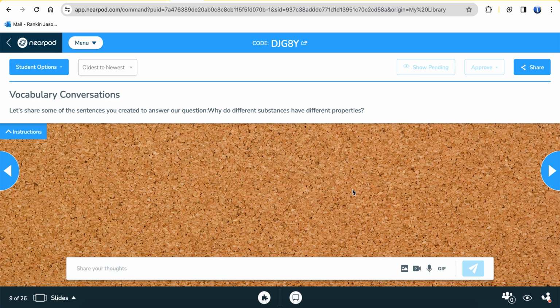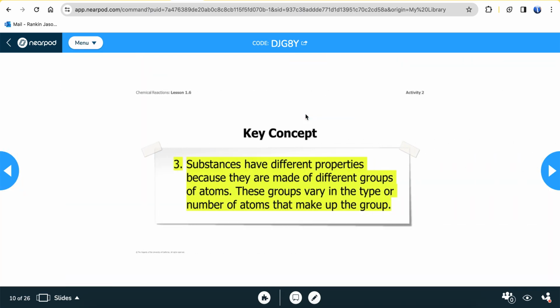All right, let's share some sentences you create. I'm hoping that you definitely paused it and tried to create some of your own sentences. All right, let's get this down, please. Key concept number 3 in your notebook says: substances have different properties because they are made of different groups of atoms. These groups vary in the type or number of atoms that make up the group.